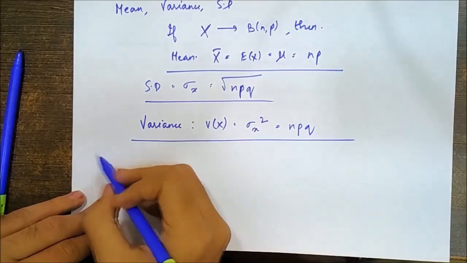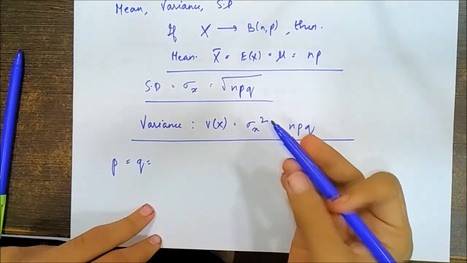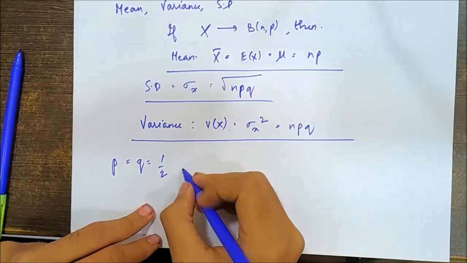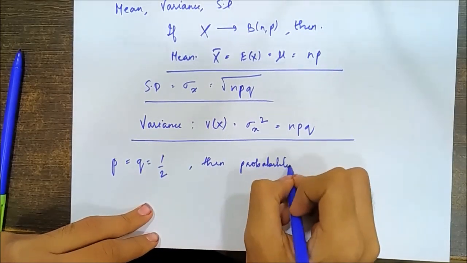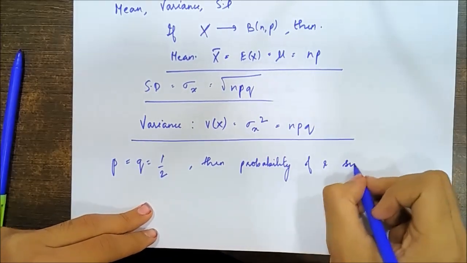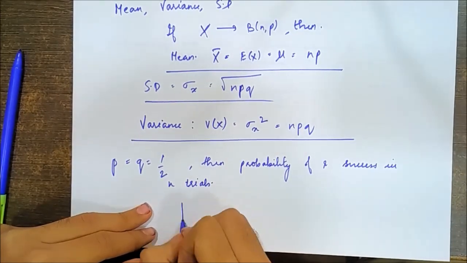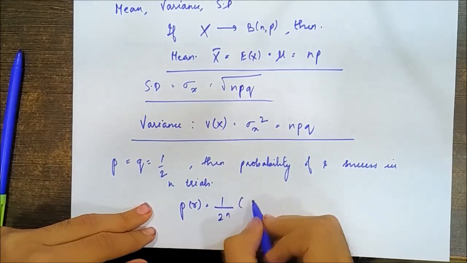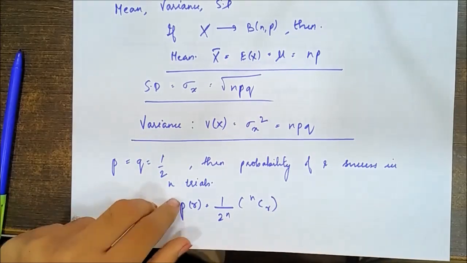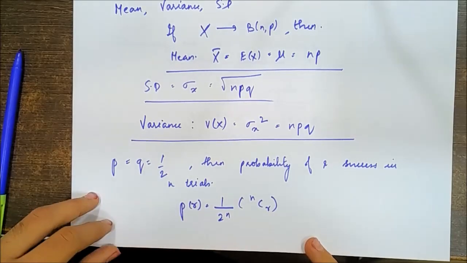Now, if p is equal to q, that is, the probability of success as well as the probability of failure are both equal to half, then the probability of r successes in n trials is 1 by 2 to the power n times nCr. If both the probabilities are equal, then we use this formula, that is P(r) = (1/2)^n nCr.